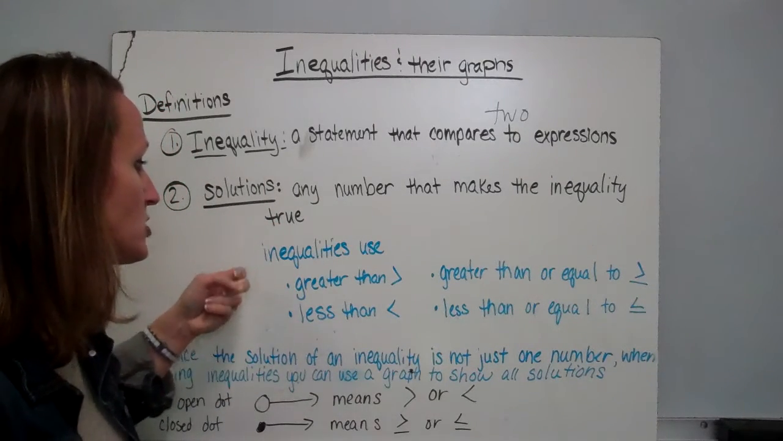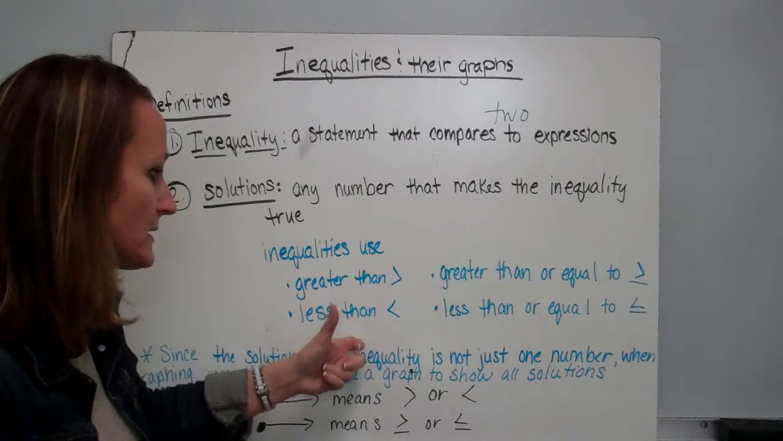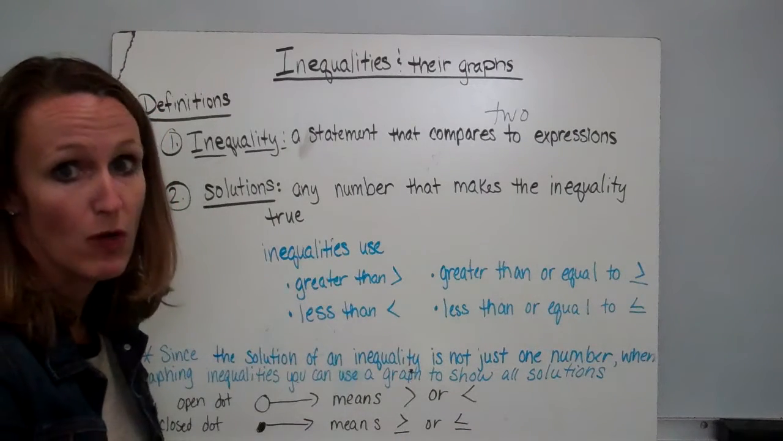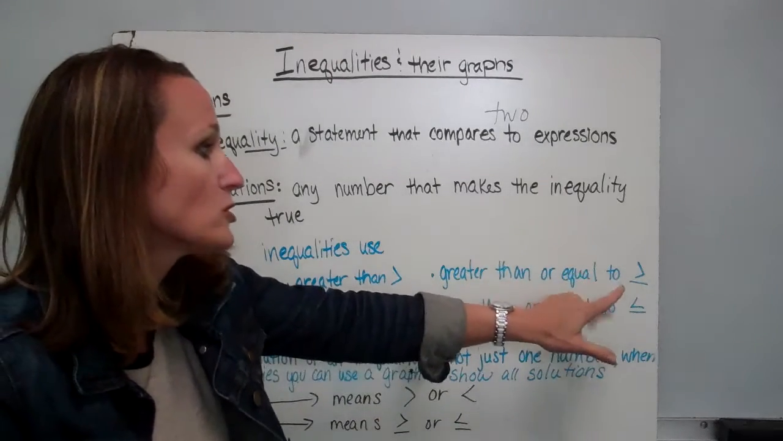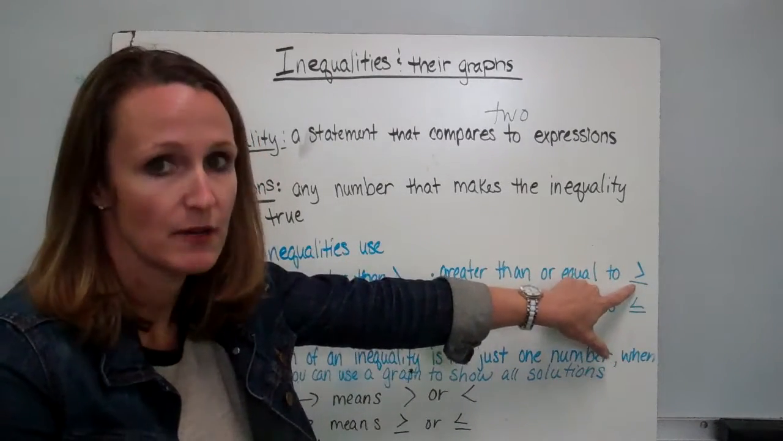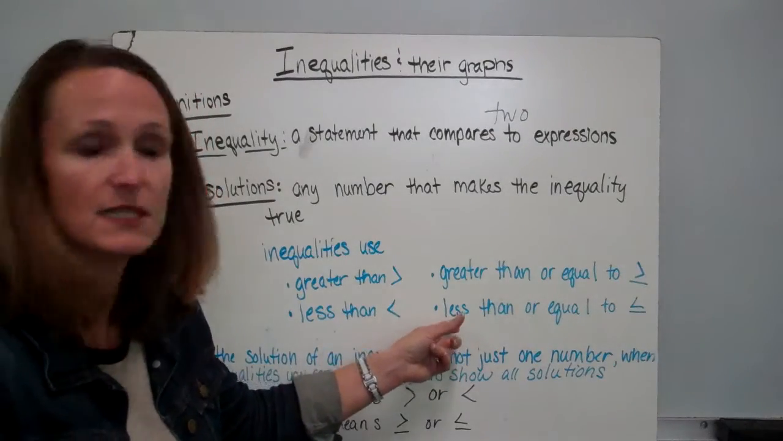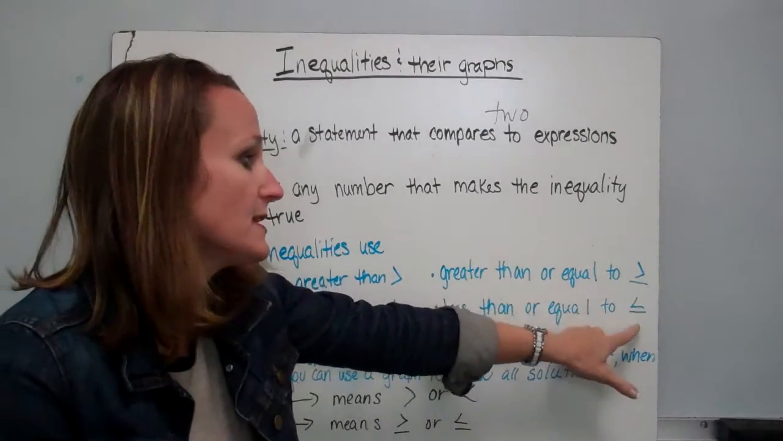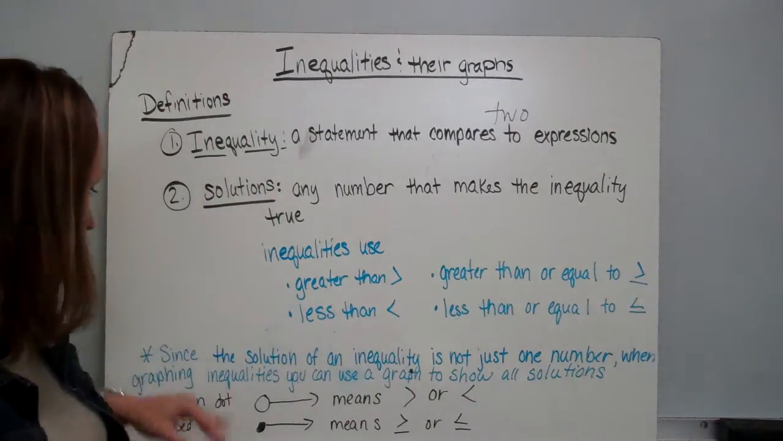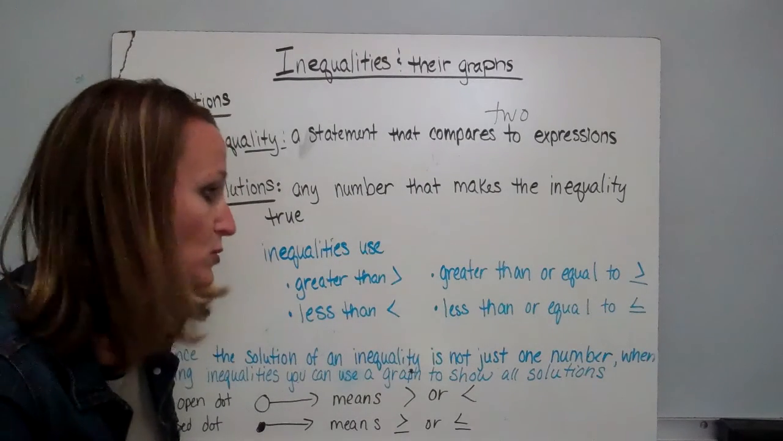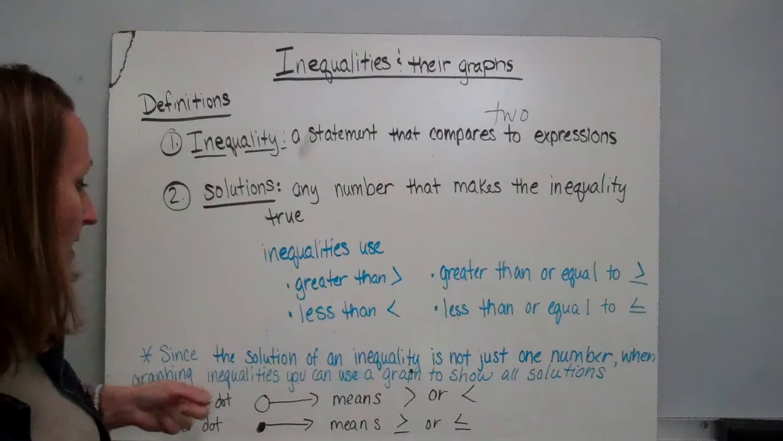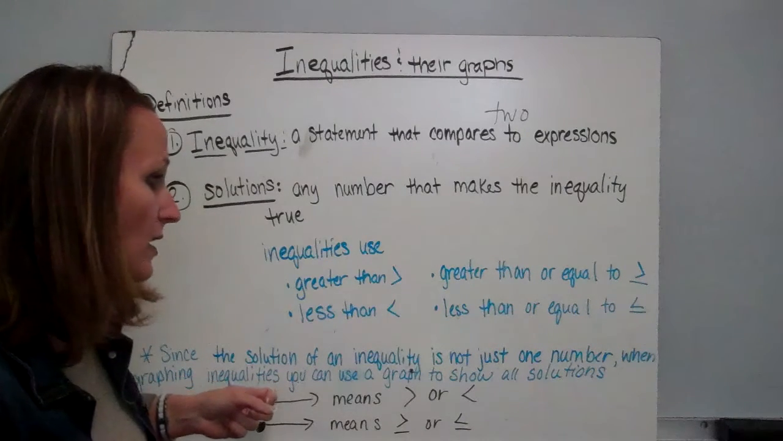Inequalities use the greater than symbol and the less than symbol. These two you should know from elementary school. It also uses the greater than or equal to symbol, which just means it has a line beneath it. And it uses the less than or equal to symbol, which is a less than sign with a line beneath it.